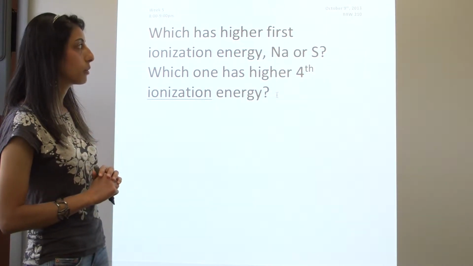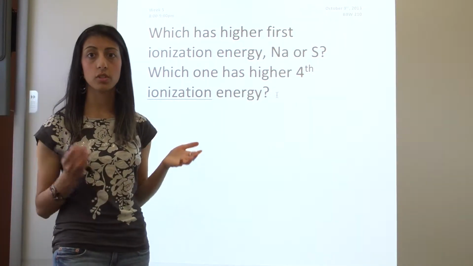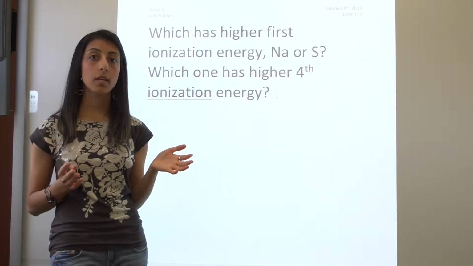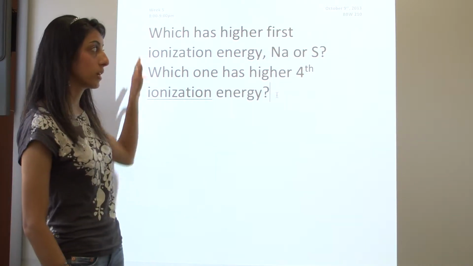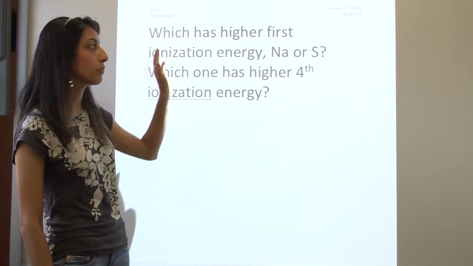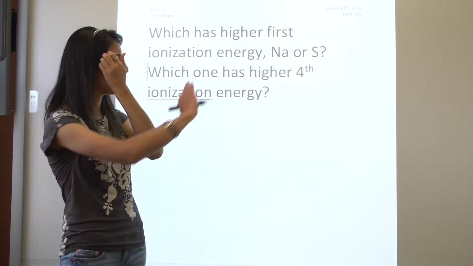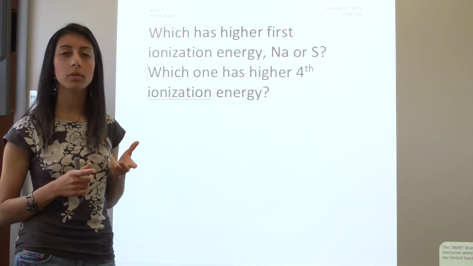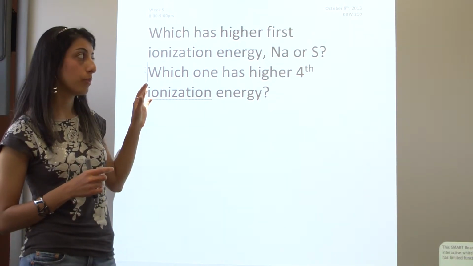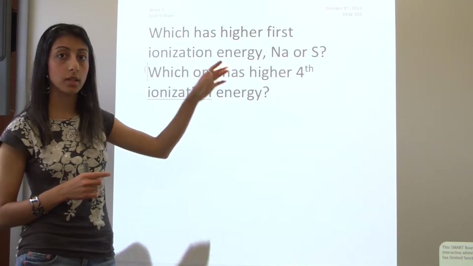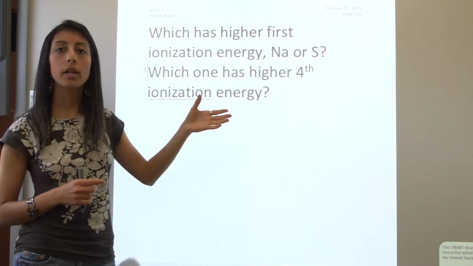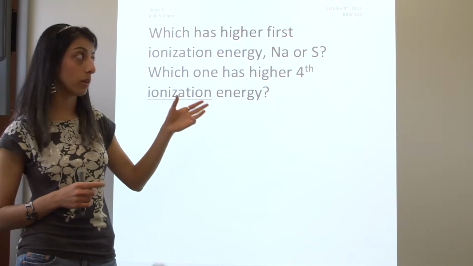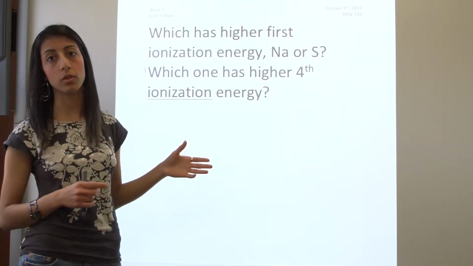Let's start by answering the first part of the question, which just asks about the first ionization energy. If you look at your periodic table, you will see that sodium is a group 1 element, and sulfur is one of your nonmetals on the right side of the table. Since sodium is so close to having a noble gas configuration, by just losing that one electron, it's going to obtain it. So it's going to be a lot easier to remove one electron from the valence shell of sodium than it will be from sulfur.